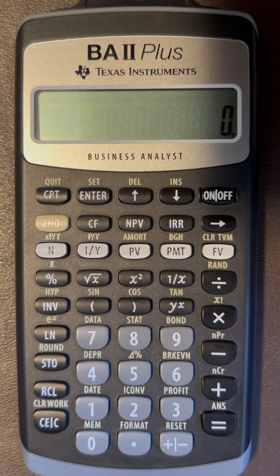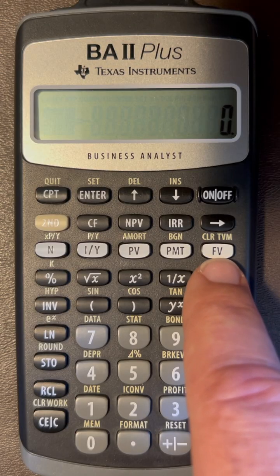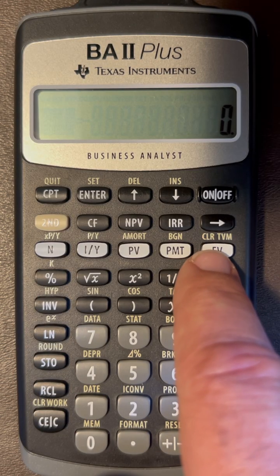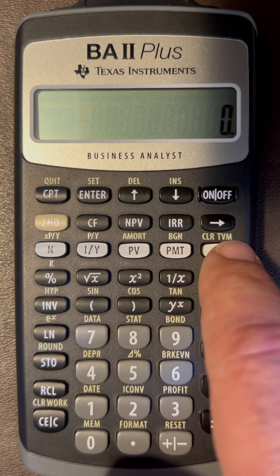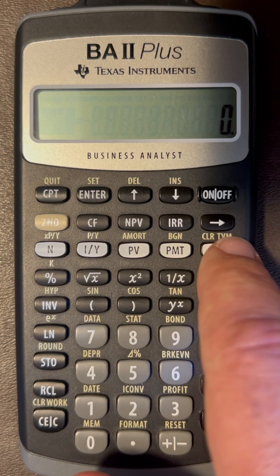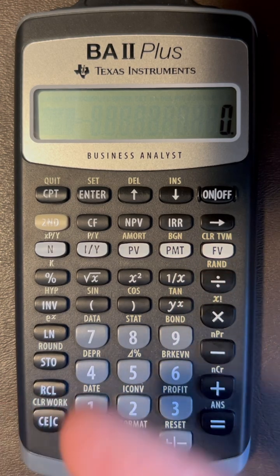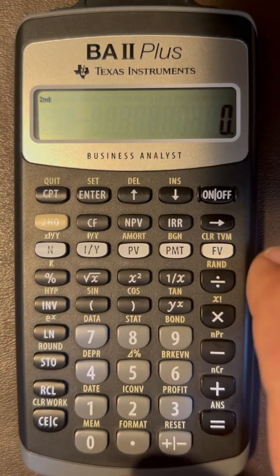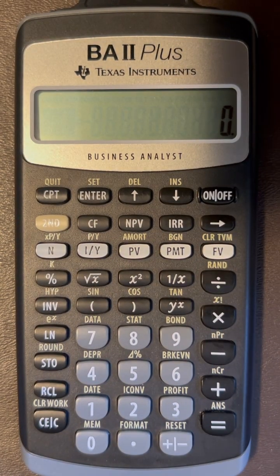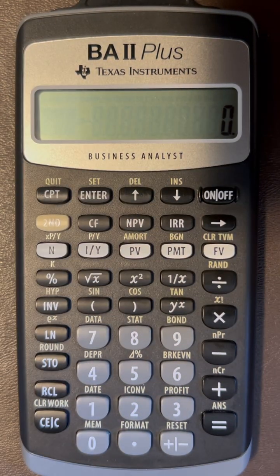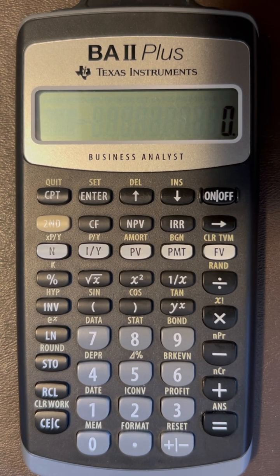Okay, so before you do any time value problems on this calculator, since it's different from the more fancy TIs where you can see all the values at once, we want to clear out the registers, the memory, for the time value of money. And the way you do that, you see right above the FV key has CLR TVM, and that stands for clear time value of money memory. So you hit second FV, and now we've cleared out the interest rate, the number of periods, the present value, the payment, and the future value. Everything's blank and ready to go.